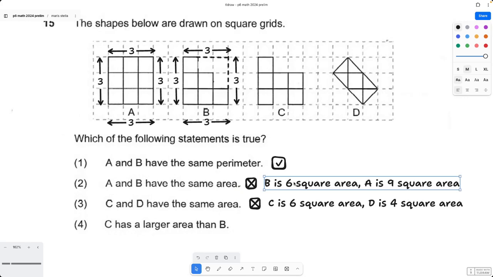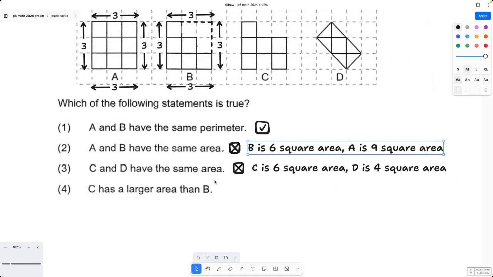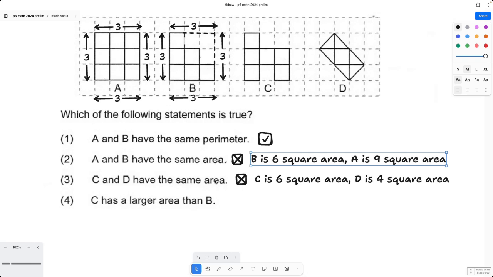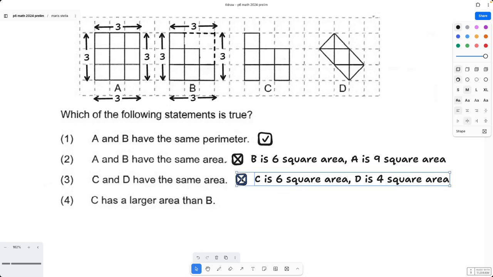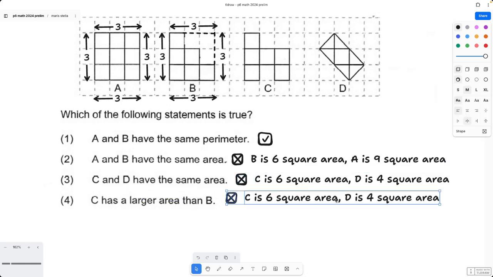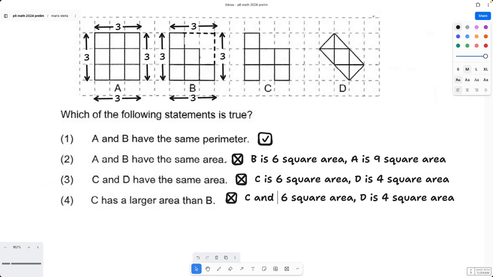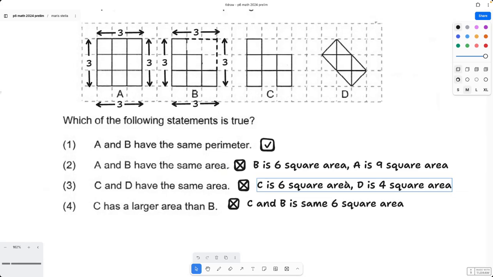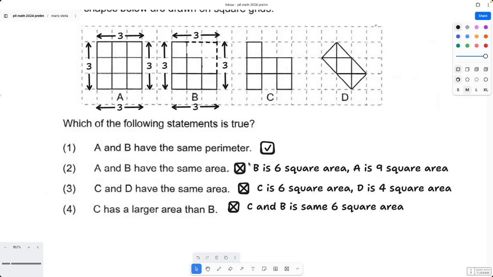Alright, so then C has a larger area than B? C is 6. No. C and B have the same 6 square area. Right. So A, yep, has the same perimeter.